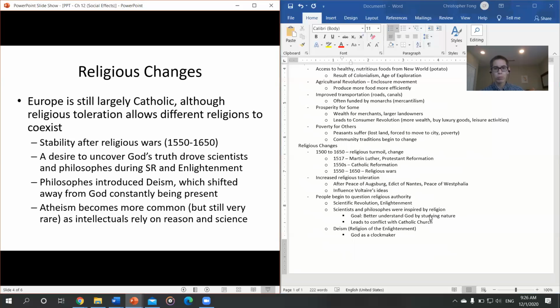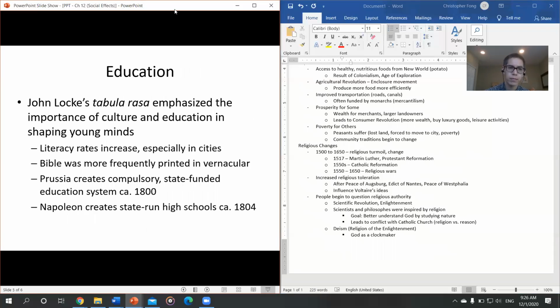So again, when we talk about religious changes, there is this conflict of kind of religion versus reason, I guess, or religion versus science. Scientists didn't think they had to contradict, but it led to quite a few conflicts. Okay.